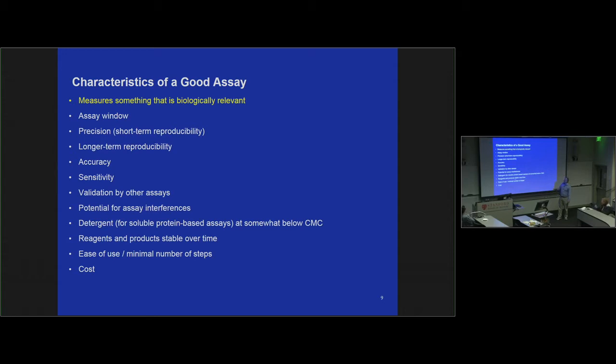Reagents being at least somewhat stable over time. Since we're talking about lower throughput robotics here, on the order of hours at least. So if your reagent dies in 20 minutes, or your protein after it's thawed out and diluted, you're going to have a very unpleasant experience. And then, of course, since you're going to be doing a lot of this, ease of use and minimal number of steps, and again, 130,000 compounds, about 160 to 200,000 wells at the end, depending on how things go, cost.